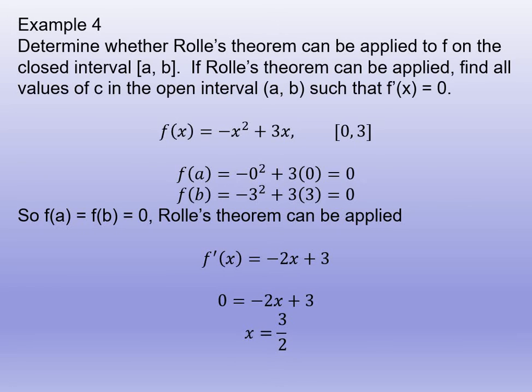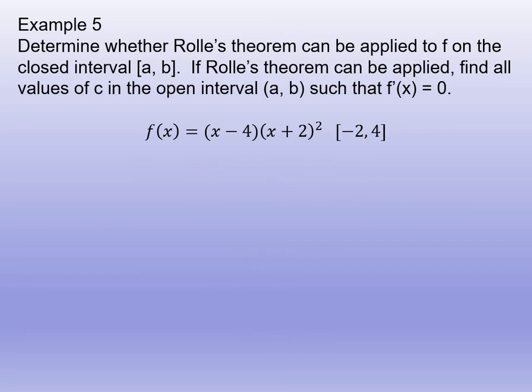Moving forward, next example here. We want to determine whether Rolle's theorem can be applied to f on the closed interval from a to b. And if Rolle's theorem can be applied, find all the values of c in the open interval a to b such that f prime of x is equal to 0. We're given this function here, f of x equals the quantity x minus 4 times the quantity x plus 2 squared.